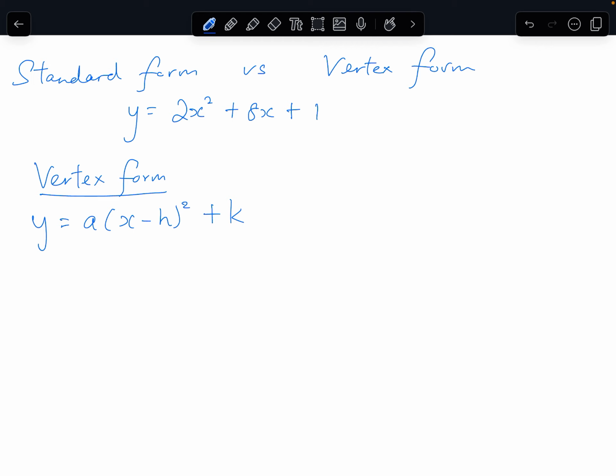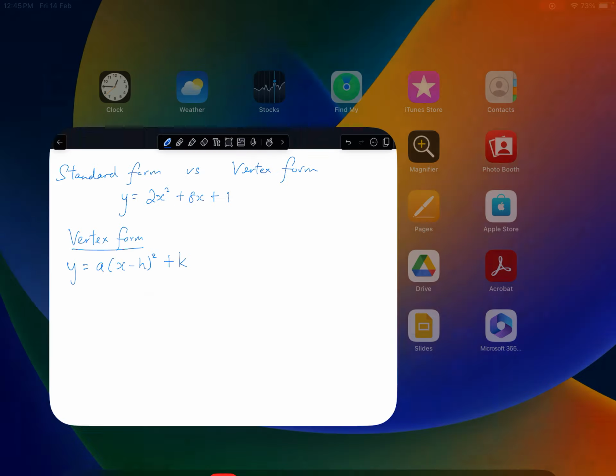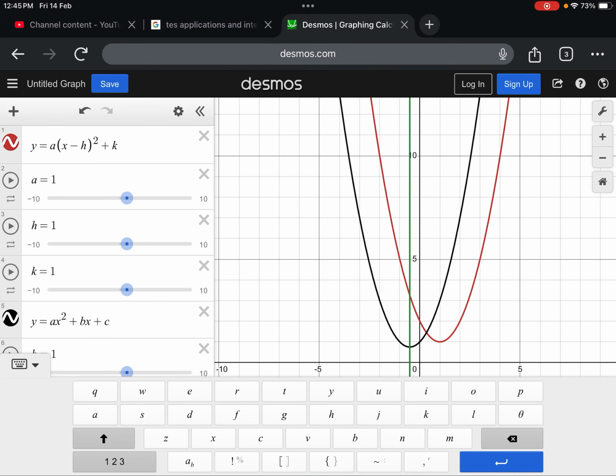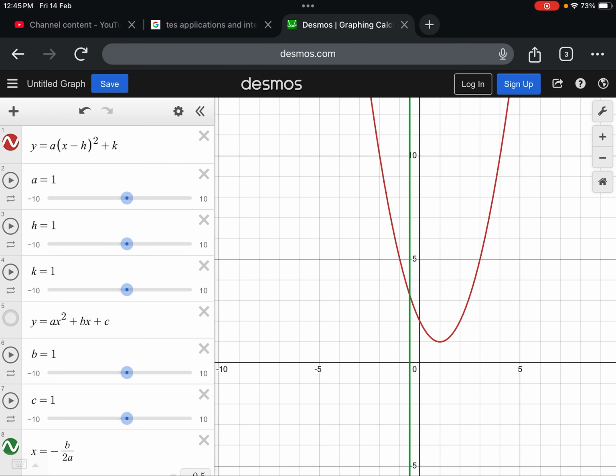Before we actually proceed on how we could change this equation into the vertex form, I would like to show you a little illustration using Desmos first, okay? So let's go into Desmos, and I just put up the vertex form onto Desmos, okay? And I want to show you what these parameters actually do to your diagrams, okay?